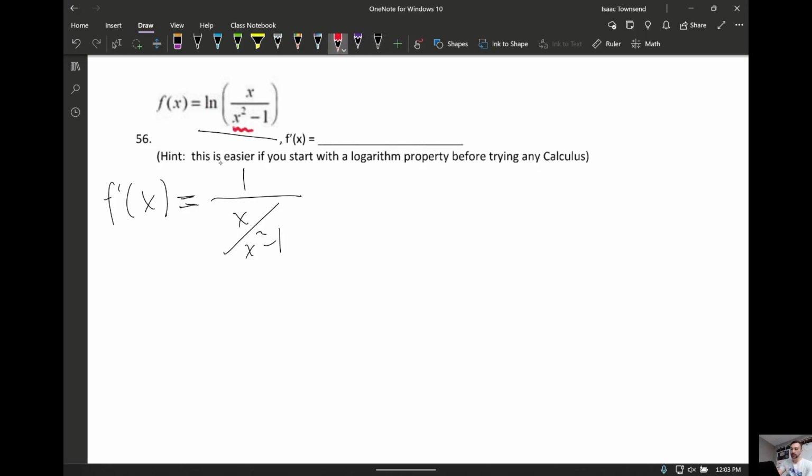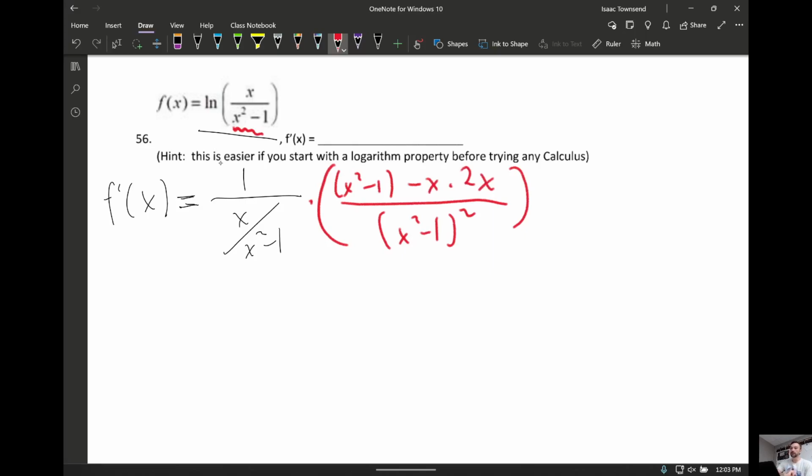But now I have to take the derivative of the inside, which is going to be its own quotient rule because of chain rule. So derivative of the top times the bottom left alone minus the top left alone times the derivative of the bottom. And so I've got a complex fraction times all of this mess. You can see how you don't want to have to simplify that if you don't want to.